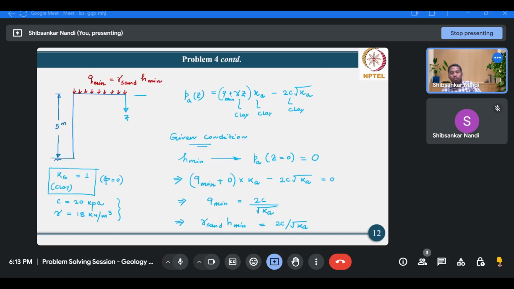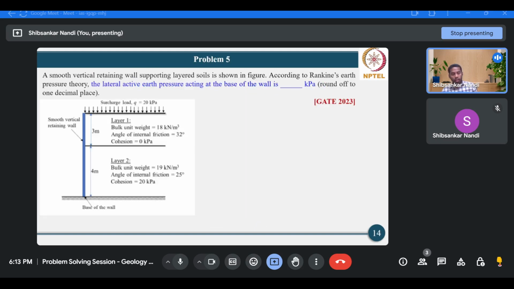Now we'll again consider one problem which is taken from GATE examinations, and this time it's from GATE 2023. In this problem, a smooth vertical retaining wall supporting layered soils is shown. According to Rankine's earth pressure theory, find the lateral active earth pressure acting at the base of the wall.